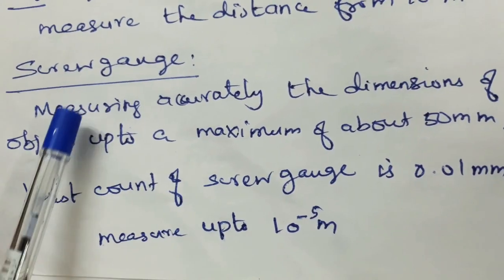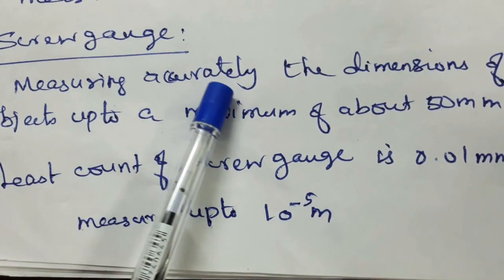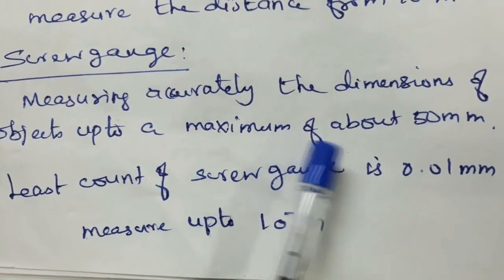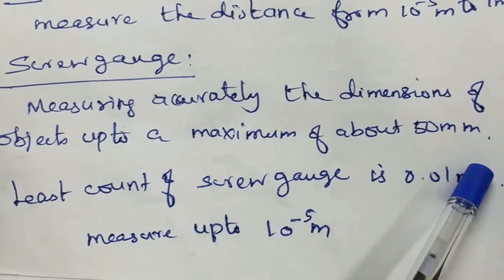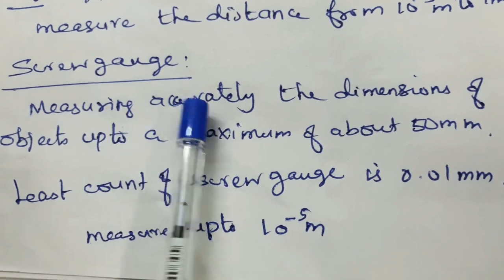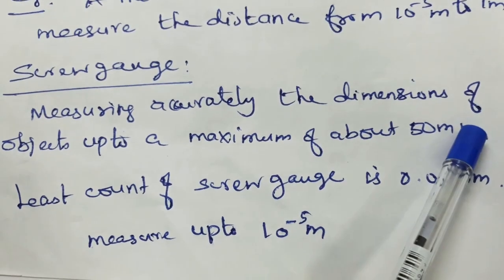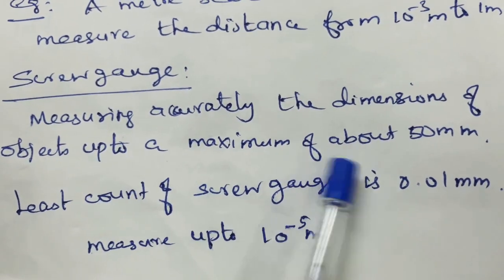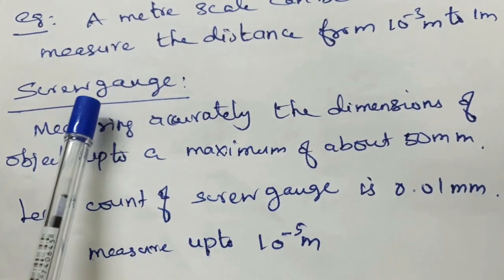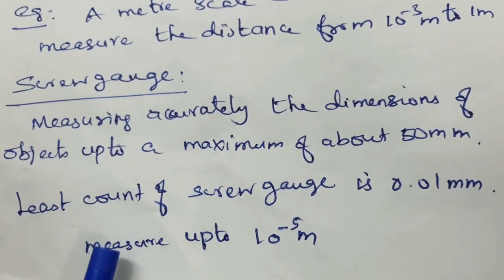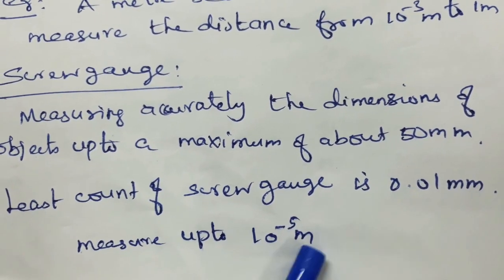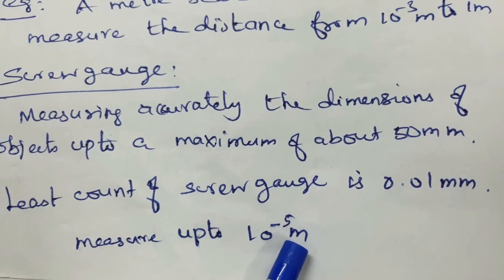The screw gauge is used to measure accurately the dimensions of objects up to a maximum of about 50 millimeter. It means the screw gauge can measure distances down to 10 power minus 5 meter.